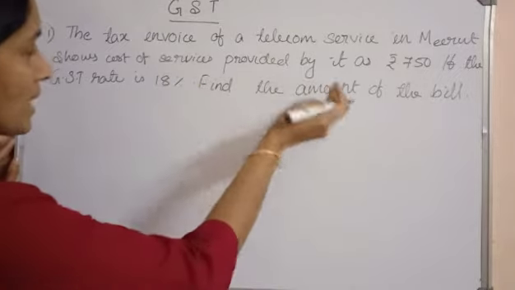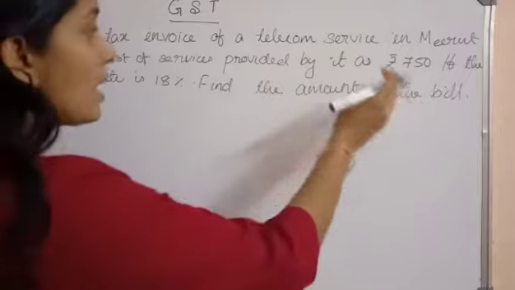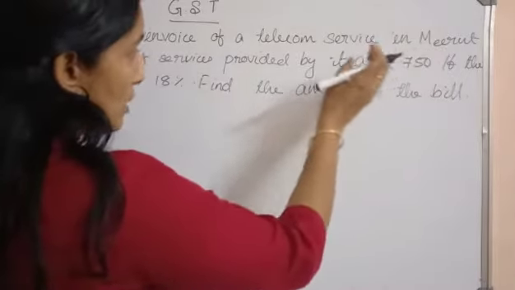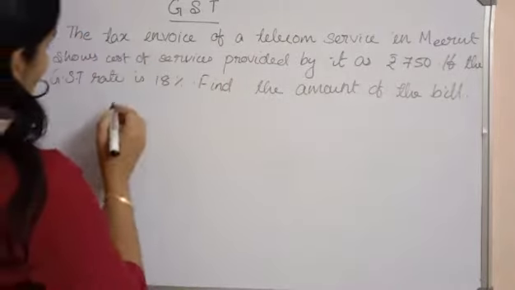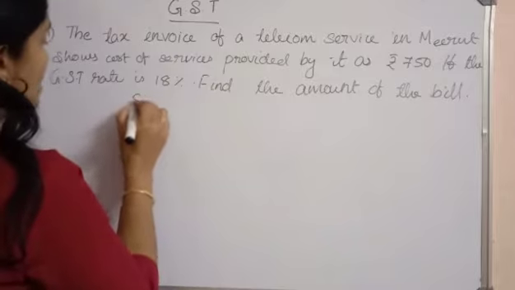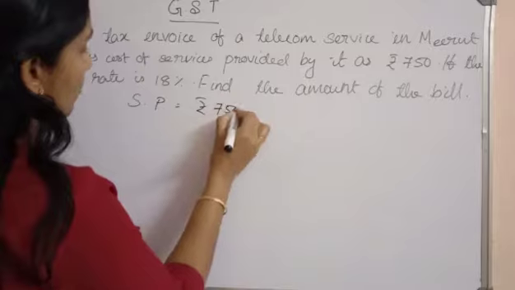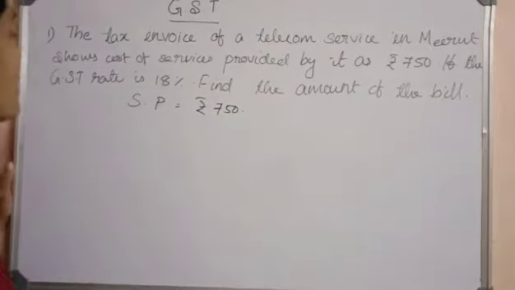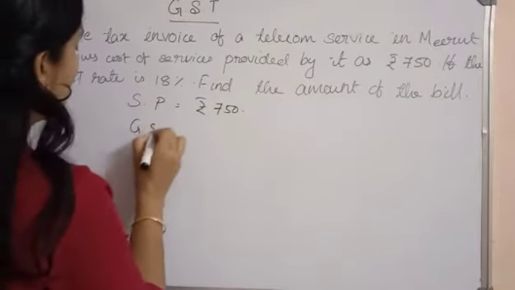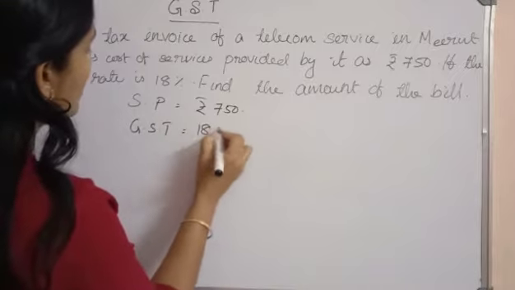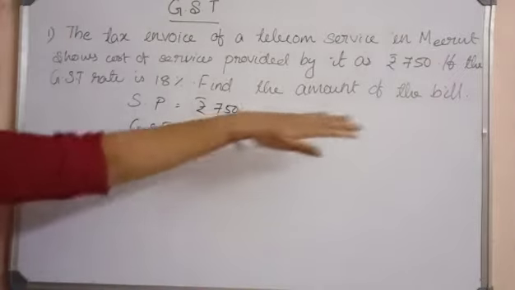Here the cost price as well as the selling price are same since the same amount is being paid to the telecom service. So let's write it as selling price itself. Selling price is equal to rupees 750 and the GST rate is 18%. Find the amount of the bill.